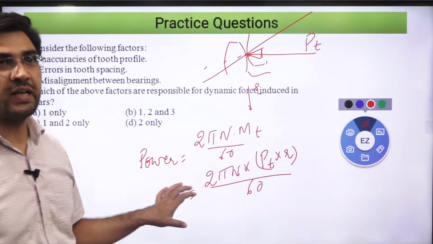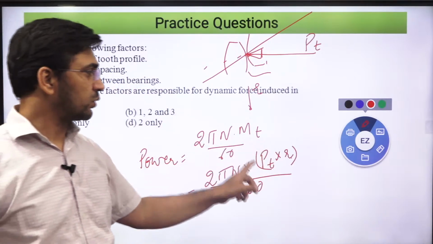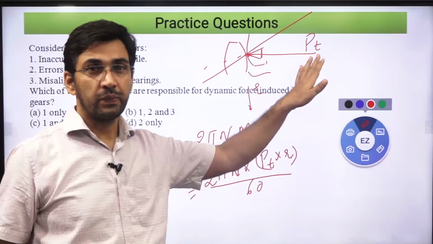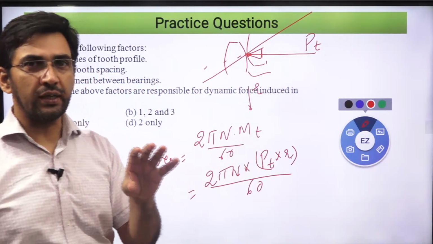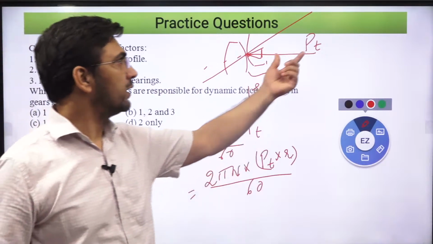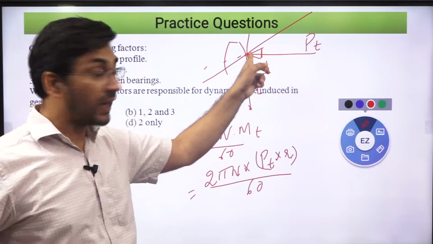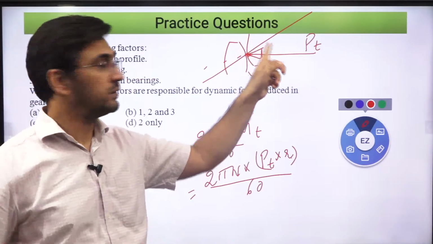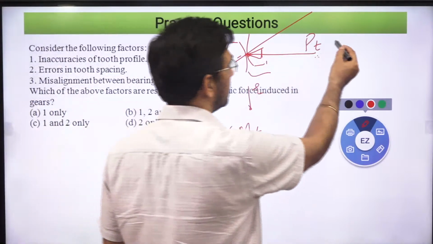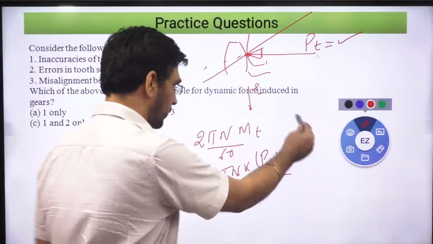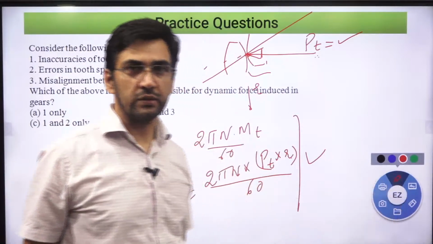So, depending upon the power that I am going to transmit, I can get the value of the tangential tooth load, how much is being applied. If I want to transmit, let us say, 10 kilowatt power, then to transmit that power, how much force is applied tangentially at the pitch point? This force you got from the power, from this equation.